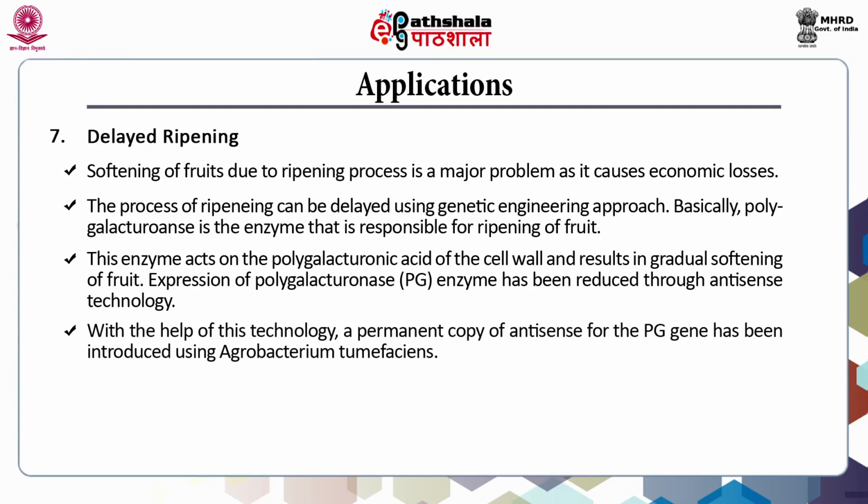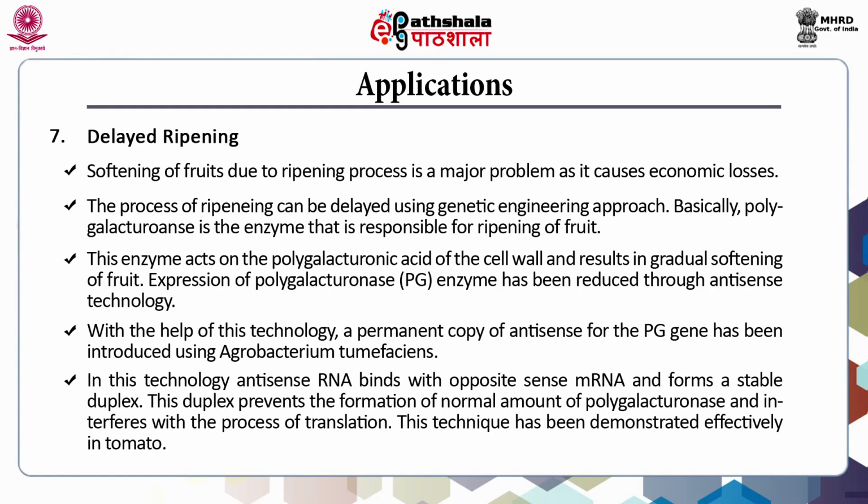With the help of this technology, a permanent copy of antisense for the PG gene has been introduced using Agrobacterium tumefaciens. In this technology, antisense RNA binds with the complementary sense mRNA and forms a stable duplex. This duplex prevents the formation of the normal amount of polygalacturonase and interferes with the process of translation. This technique has been demonstrated effectively in tomato.